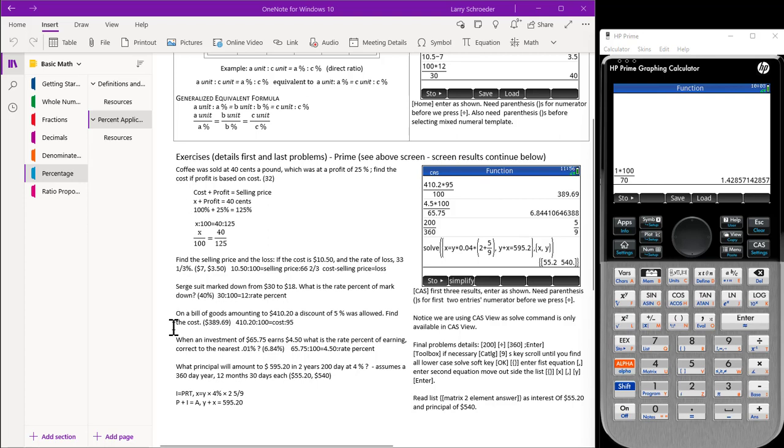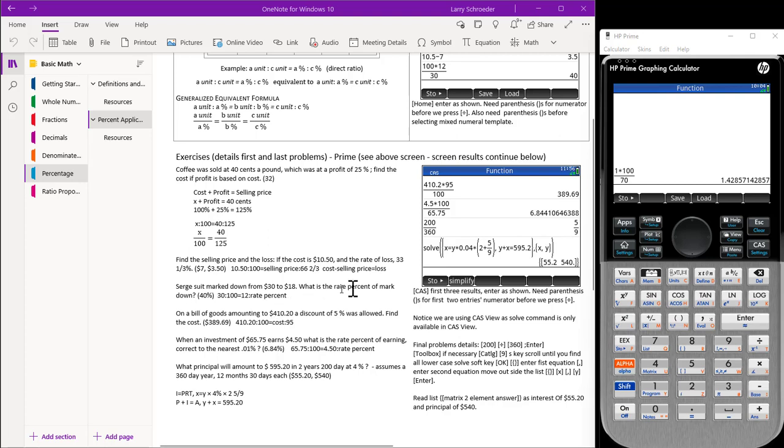Another application for percent is interest. Interest is equal to principal times rate times time, and principal plus interest is equal to the total amount. So we'll take this particular problem, we'll take the 200 days over 360, because that's what they consider a year to be, and that's 5/9. So the total year will be 2 5/9.